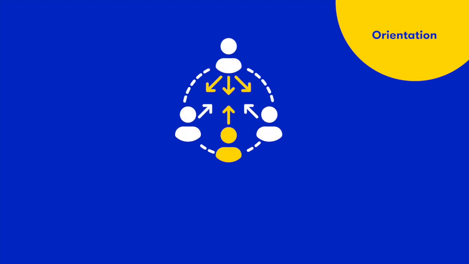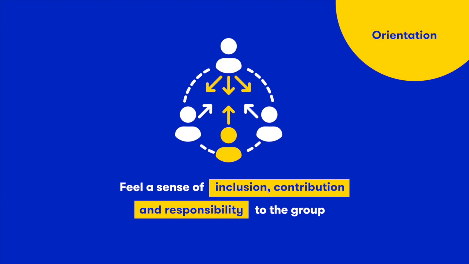The second stage of development is orientation. This is whereby students begin to feel a sense of inclusion, contribution, and responsibility toward the group. A sense of solidarity will start to form as students begin to familiarize themselves with you and their peers.